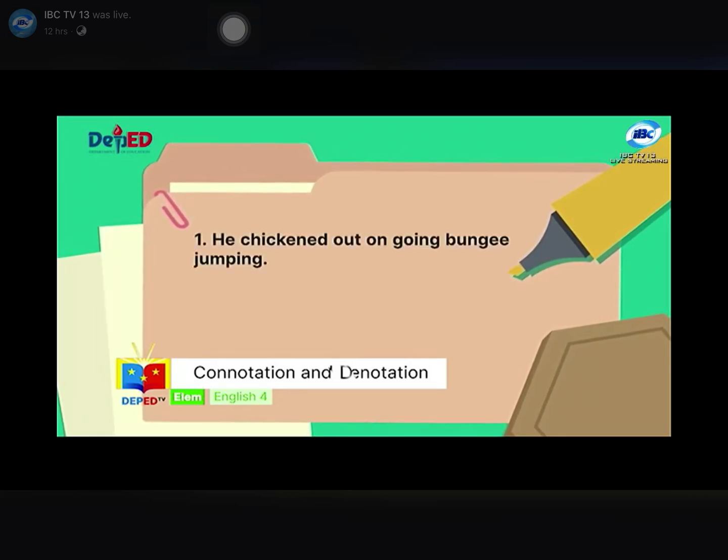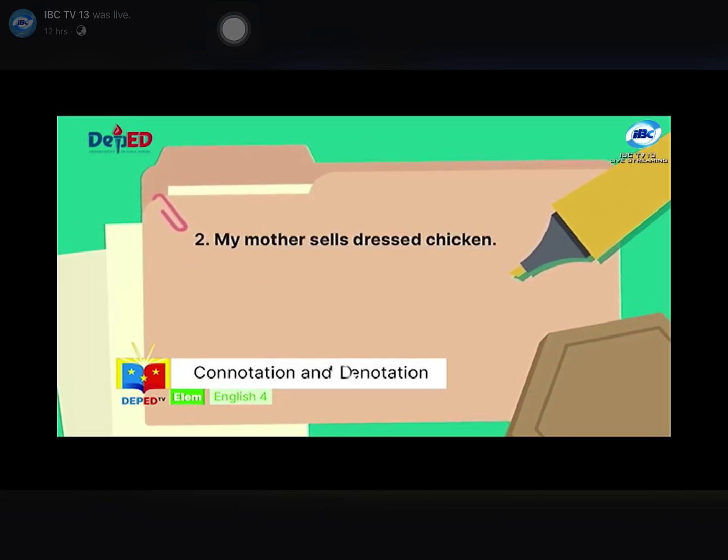Number 1. He chickened out on going bungee jumping. Is it connotation or denotation? For number 2, my mother sells dressed chicken. What do you think, children? Is it C or D? Number 3. Soldiers have a tiger-look aura. Is it C or D?